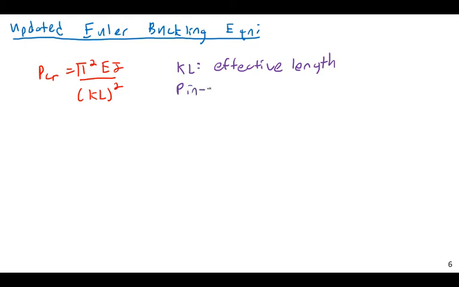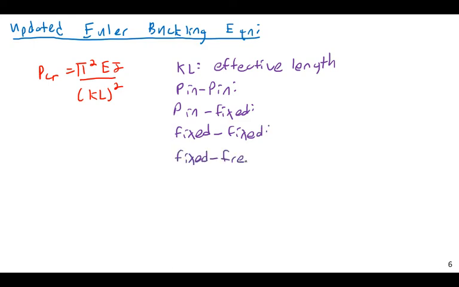So I'm going to have a few cases that I'll give you the Ks for. Pin-pin, pin-fixed, fixed-fixed, and fixed-free. And this is going to be K equals 1, K equals 0.7, K equals 0.5, and K equals 2.0. And there are other cases that you might consider as well, but those are just a few of them.